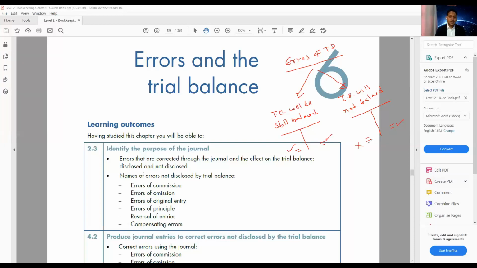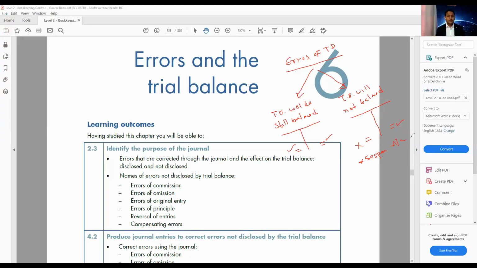When this is the situation, another new account will be created, and that is called the suspense account. When the trial balance debit side and the credit side do not match, a suspense account is created. Remember that. When it is matched, there is no problem, no suspense account. But when it doesn't match, we have to create a suspense account.